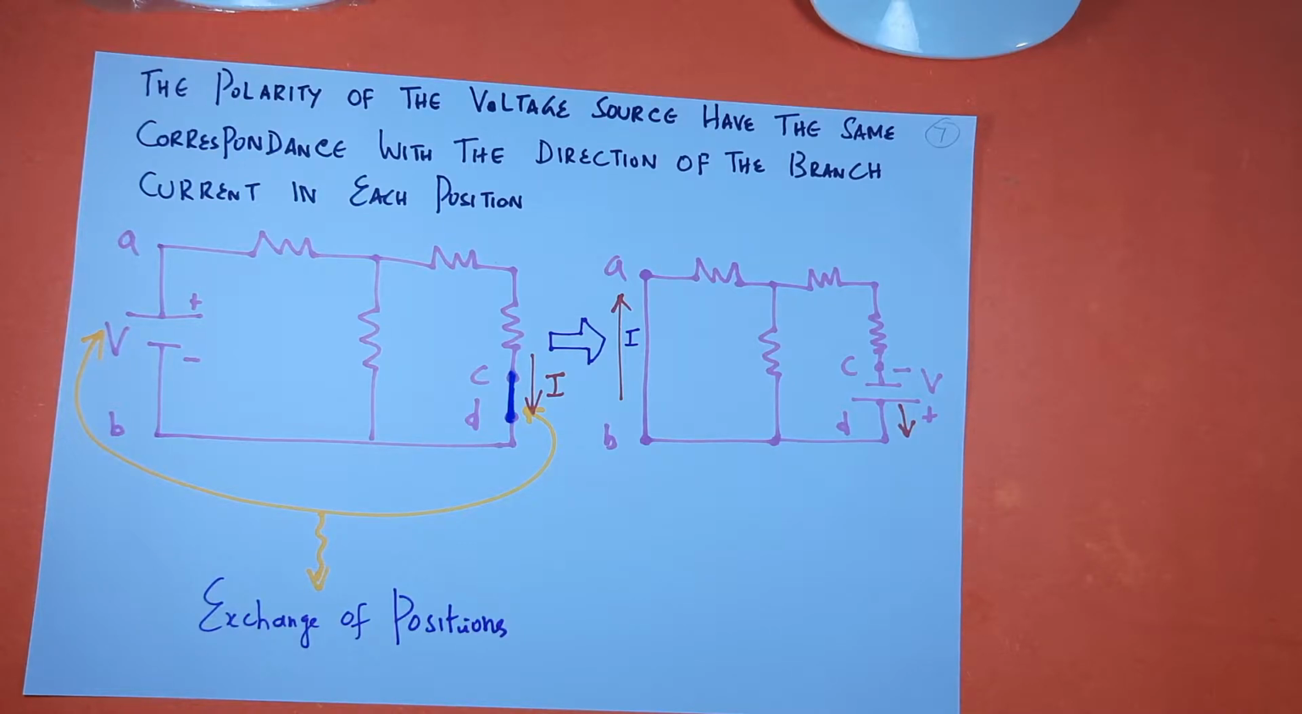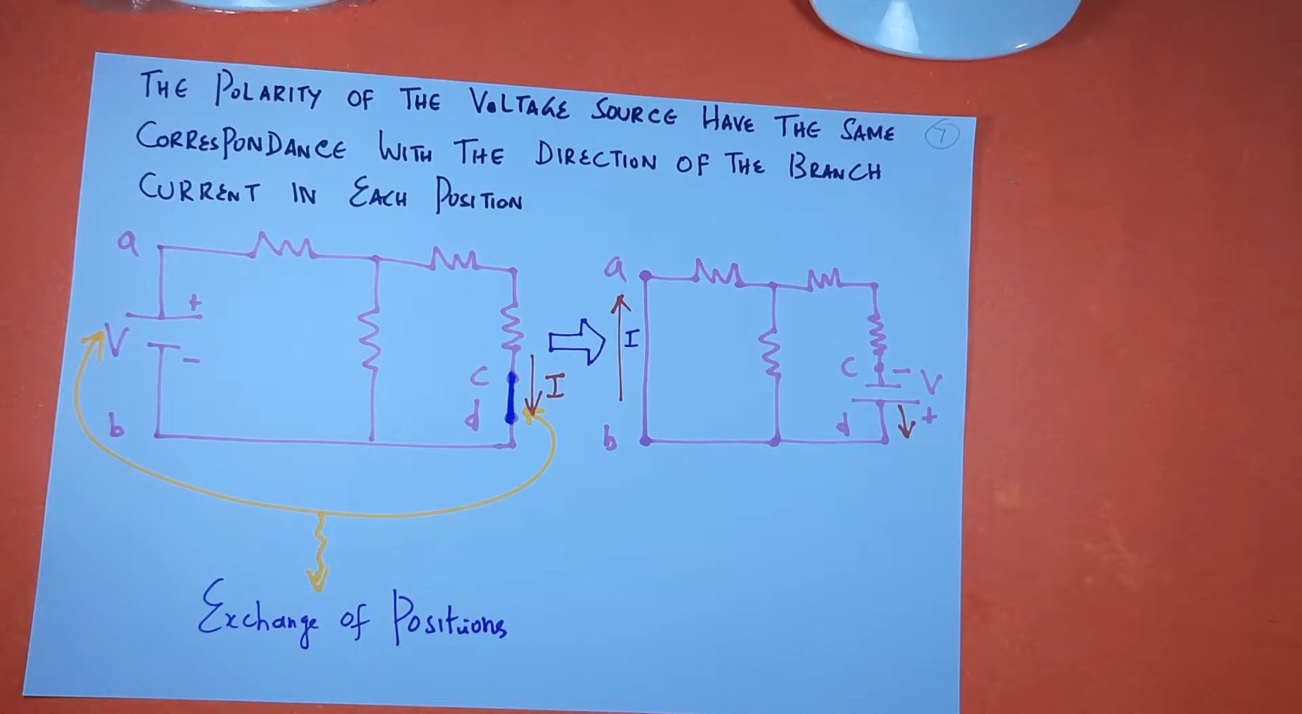Here the polarity of the voltage source must have the same correspondence with the direction of the branch current in each position. Okay. So we will illustrate this with a circuit. Only through a circuit we will illustrate the statement of the reciprocity theorem, and also through an example we will validate this reciprocity theorem. Okay.